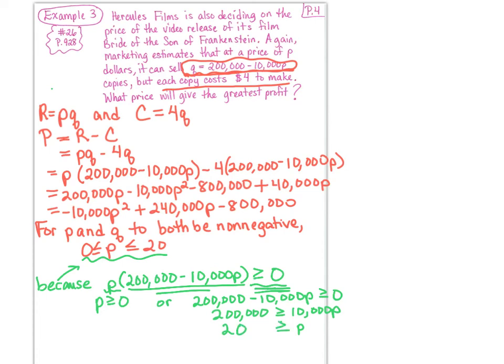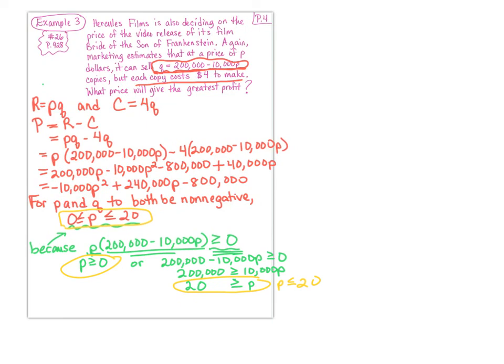So on one hand, you have P has to be greater than or equal to 0, but on the other hand, you have 20 has to be greater than or equal to P, or P is less than or equal to 20. That's where this comes from. And that's important because that gives us the domain. So if you need to pause and go back and review that portion, make sure you do that. So far, we found our profit equation, we found our domain. Now we still have to find our derivatives so we can find our critical points.